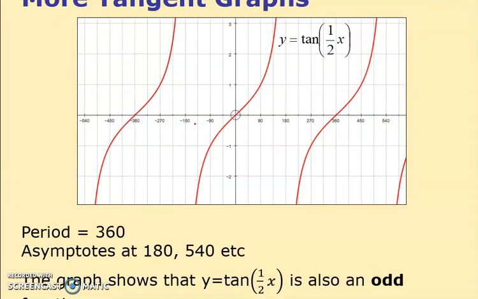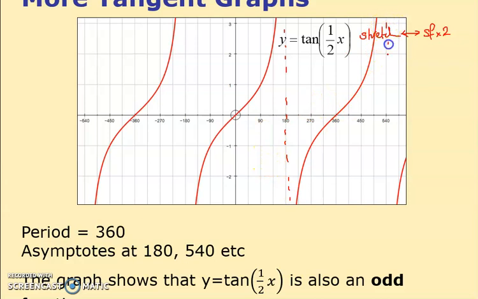More tangent graphs. Now, here we've got y equals tan of a half x. How has this been transformed? Well, it's similar to tan 2x, but now the stretch is parallel to the x-axis again, because it's in brackets, but now it's got a scale factor of 2. So rather than the asymptote being at 90, now you can see the asymptote is at 180.